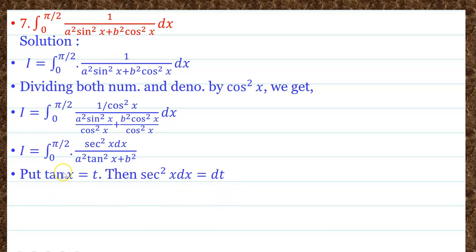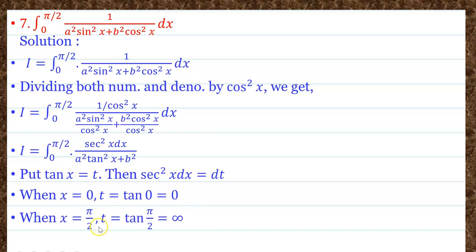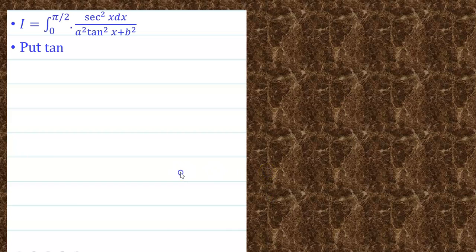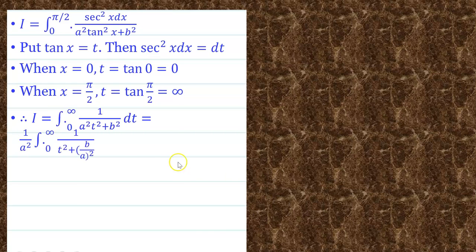नंतर लिमिट्स चेंज करणार. प्रत्येकदा आपण जेव्हा व्हेरिएबल चेंज करत असतो तेव्हा डेफिनाइट इंटिग्रेशन साठी त्याचे लिमिट्स पण चेंज करायचे असतात. When x is equals to 0, that is tan of 0 is 0, that is t is equals to 0. When x is equals to pi by 2, t is equals to tan of pi by 2, tan 90 is infinity, and therefore पुन्हा इथे मी रिपीट करतोय. ओके, the lower limit is 0, upper limit is infinity, and this sec square x into dx is replaced by dt, and here a square plus b square.